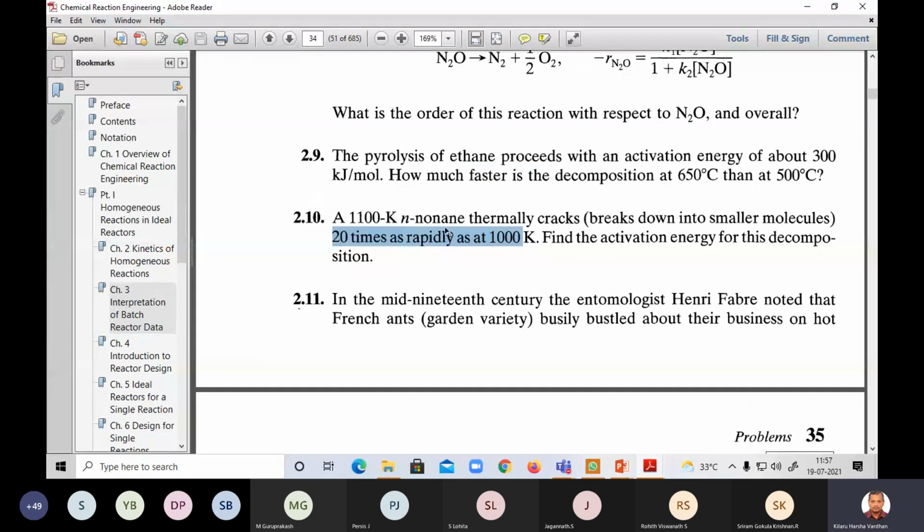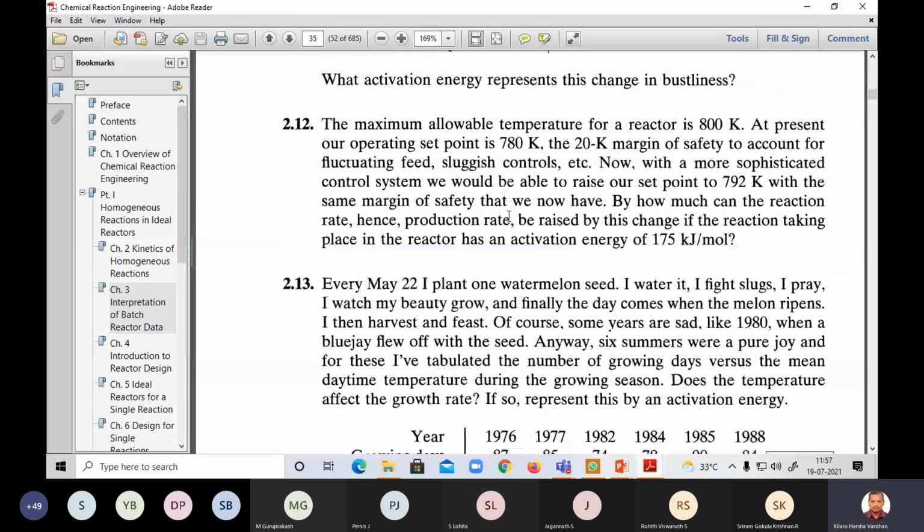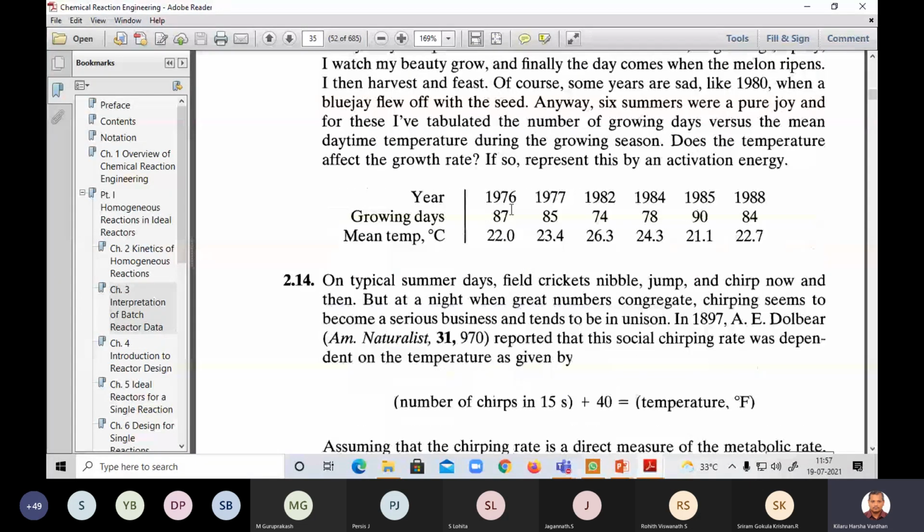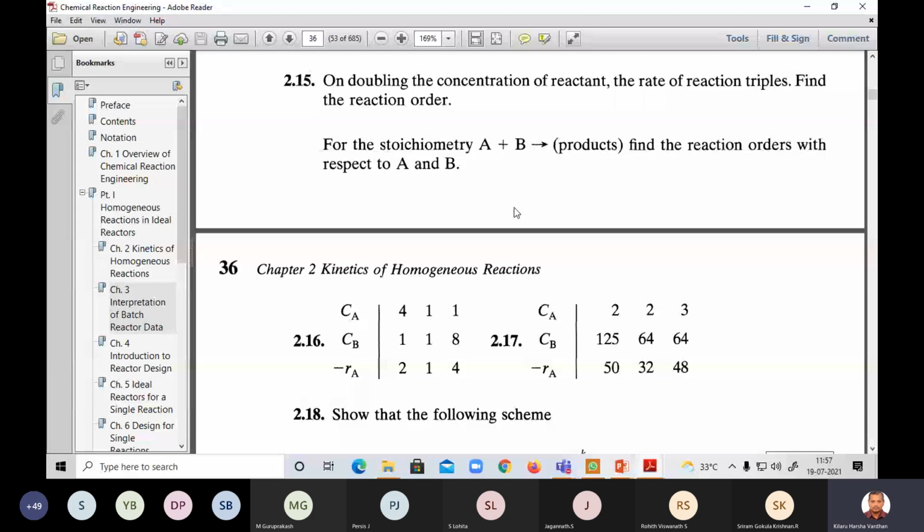Here, the problem says n-nonane thermally cracks 20 times as rapidly at one temperature as at another. So he's giving you two temperatures and then he's giving you K2 by K1 as 20 times. He's asking you the activation energy. In the earlier problem, he gave you activation energy and asked how much time faster. Here he is giving you how much time faster and asking you activation energy. It's the reverse. You can do that also. Right? So like that, you can do all these problems. These problems are all very important, very good problems, very thinking problems. So try to do that.